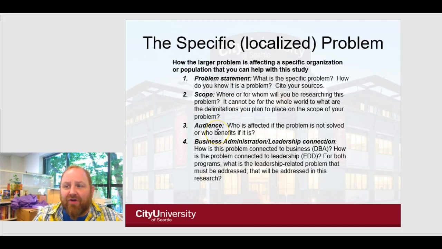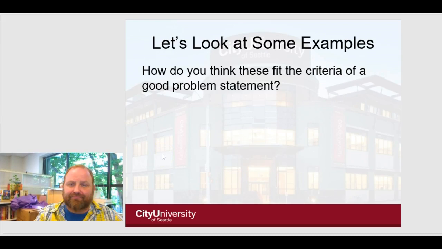You need to think of who your audience is, who are the people that are affected by this problem, and who's going to benefit from it, and then how does this problem connect to business for the DBA or to leadership for the EdD. That is one of the things you're going to want to consider.